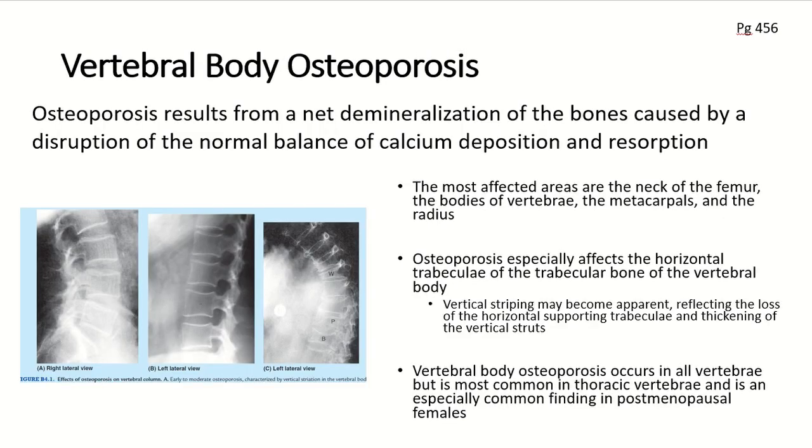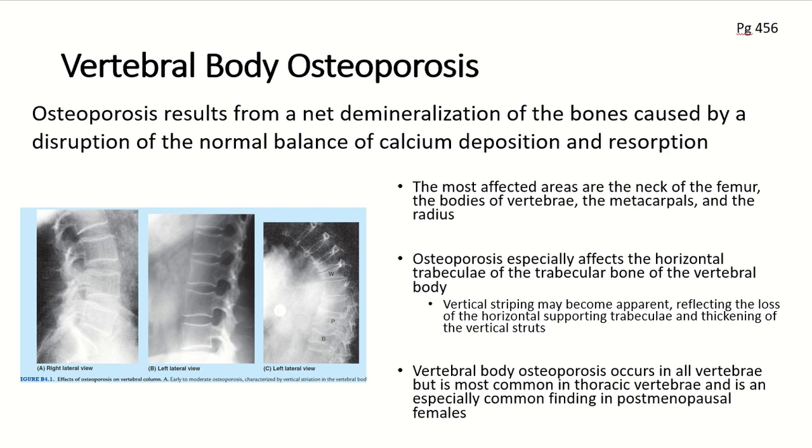Now, one of the big things that we've talked about is this idea of osteoporosis, and I'm going to encourage you, as you're now in an age where you can actually do something about it, it's not too late, like myself, to make sure or try to minimize your chances of having osteoporosis, because once you have it, it is not fun times at all. So vertebral body osteoporosis is a common metabolic bone disease that you can actually detect just through a regular X-ray. And osteoporosis, as you all know, results from a net demineralization of the bones caused by a disruption of that normal balance of calcium deposition and reabsorption.